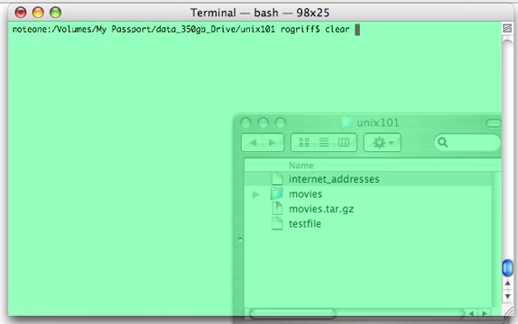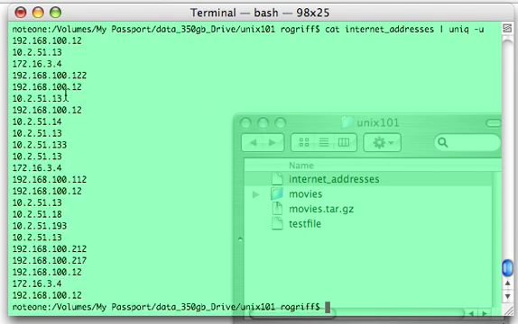Let's do that again. And this time, let's pass the output to uniq minus u. Now, what's happening here? We sent the output of the internet address file into the uniq command using the minus u option, but we still have duplicated addresses.